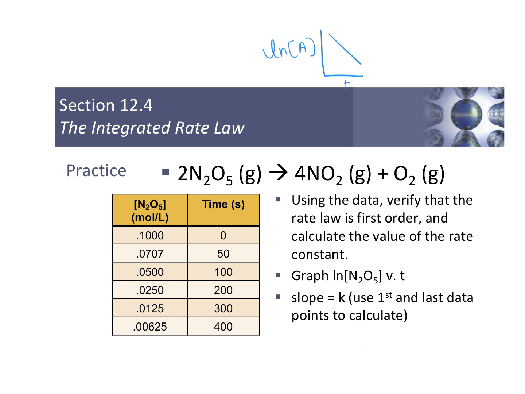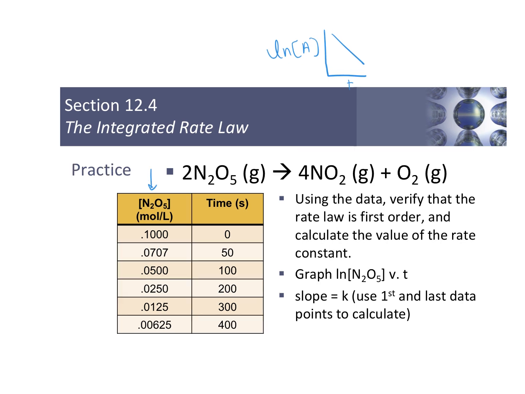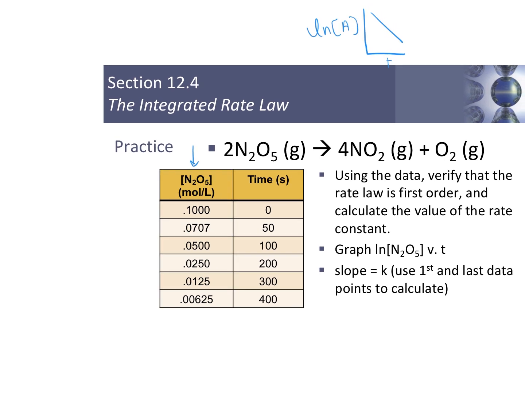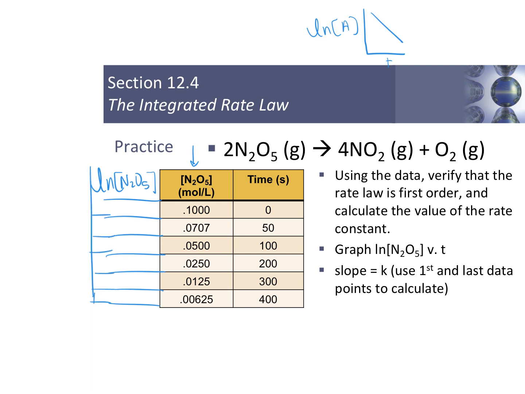So first thing I need to do is, I'm just given my initial concentrations, so I need to convert them into natural log. So I'm just going to make another little data table entry here, natural log of N2O5, and I'm going to add that to this data table so that I have this information for me to graph. Okay, so let's just go ahead and run those calculations for each of those concentrations.